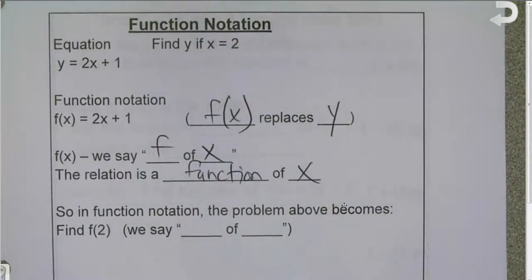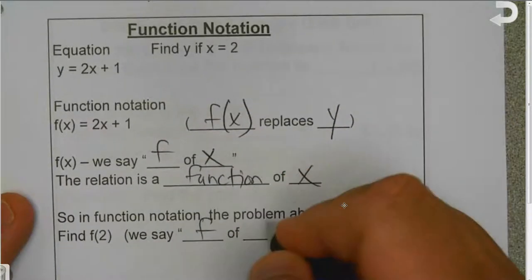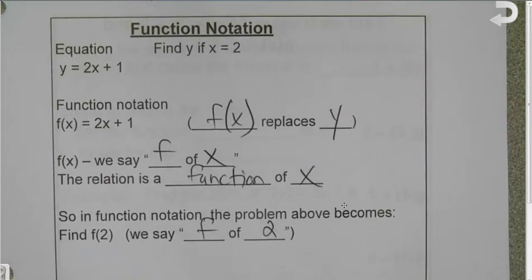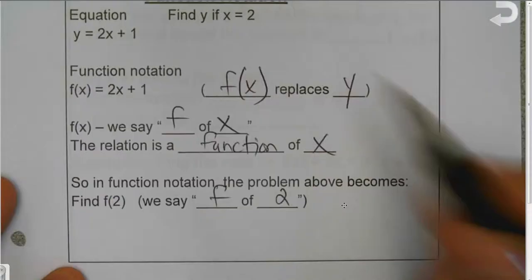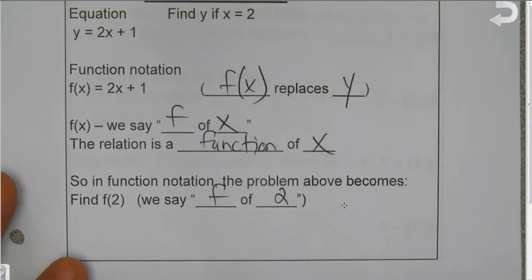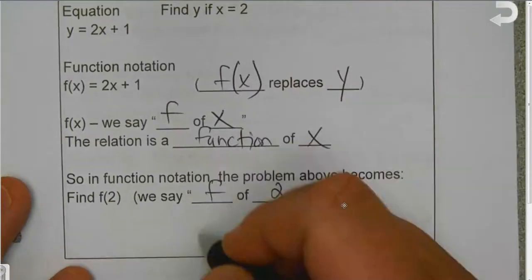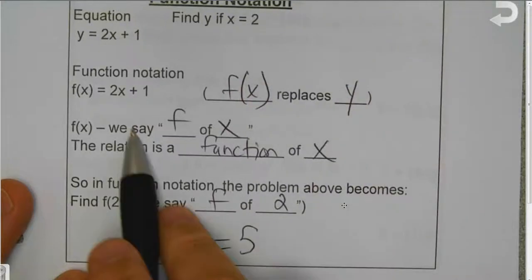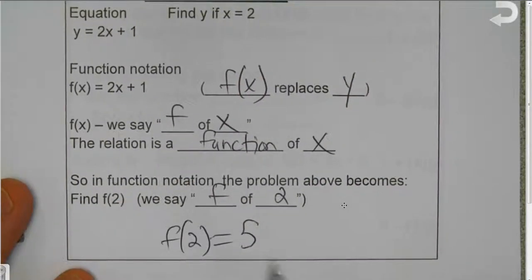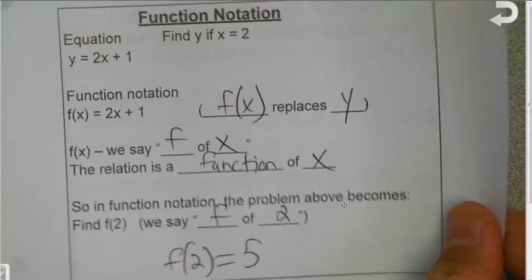So if I tell you to find f of 2, all I'm saying is plug 2 in for x. So if we do that up here, if I tell you to find f of x equal to x plus 1, when you find f of 2, you would say f of 2 is equal to 5. And you did that because 2 times 2 plus 1 is equal to 5. It's just another way to cover substitution.